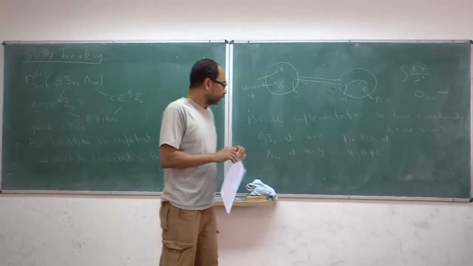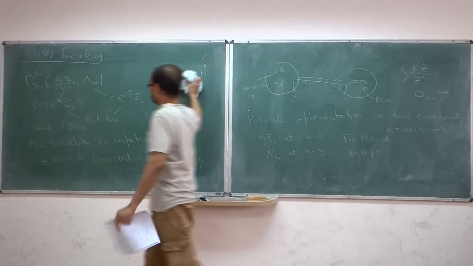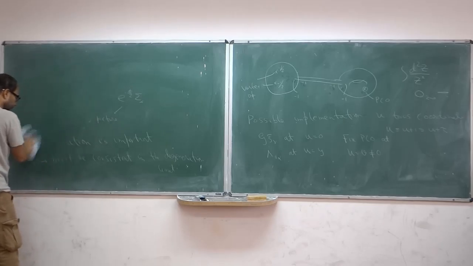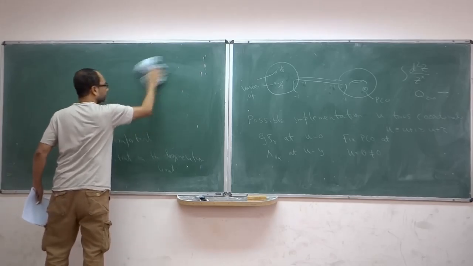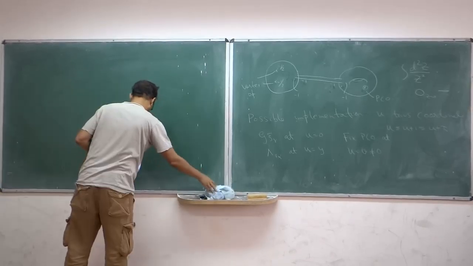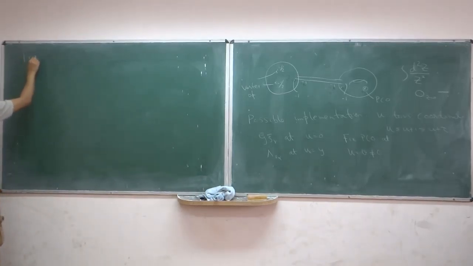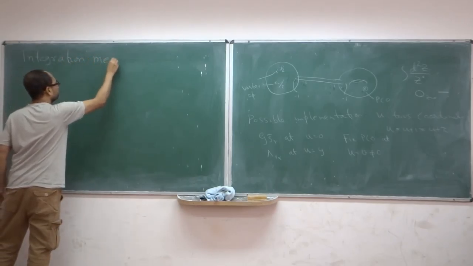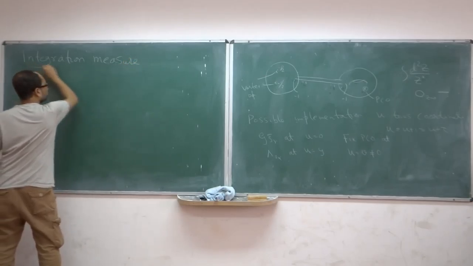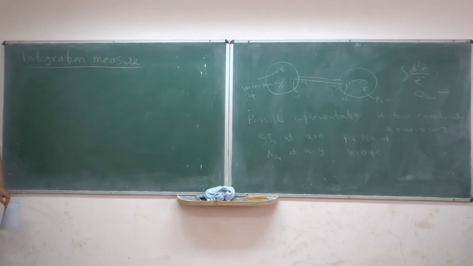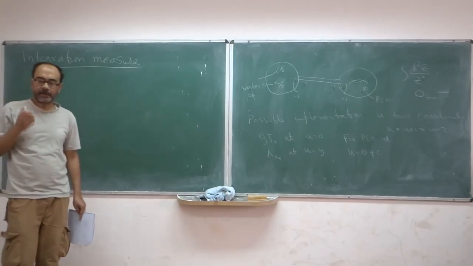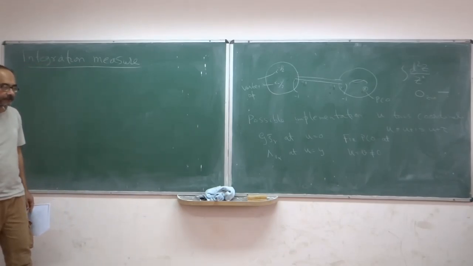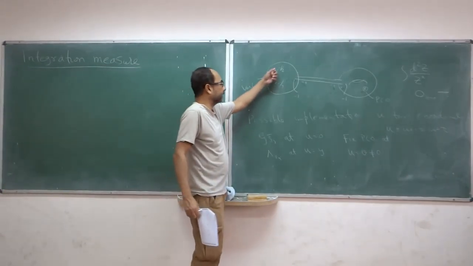So in this, let's try to derive the integration measures. We define an integration measure on a section, okay? And it actually doesn't matter very much how you choose a section, because these are dimension zero parameters.